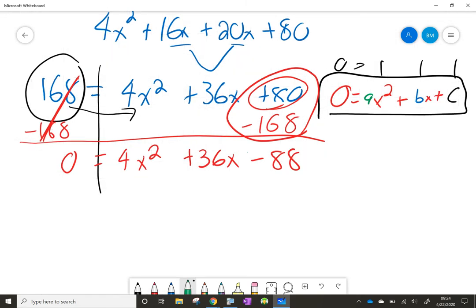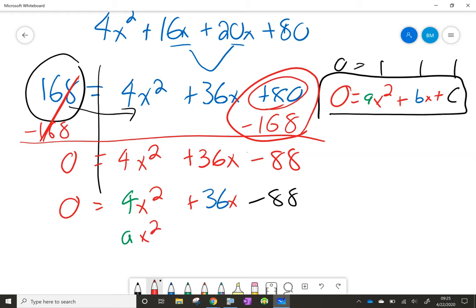Our quadratic is 0 equals 4x squared plus 36x, then minus 88. So we have our a value being 4, we have our b value being 36, and then we have our c value being 88. Now remember, the minus here is black for a reason, because the minus sign means it's a negative 88, and I want to make sure I include that.